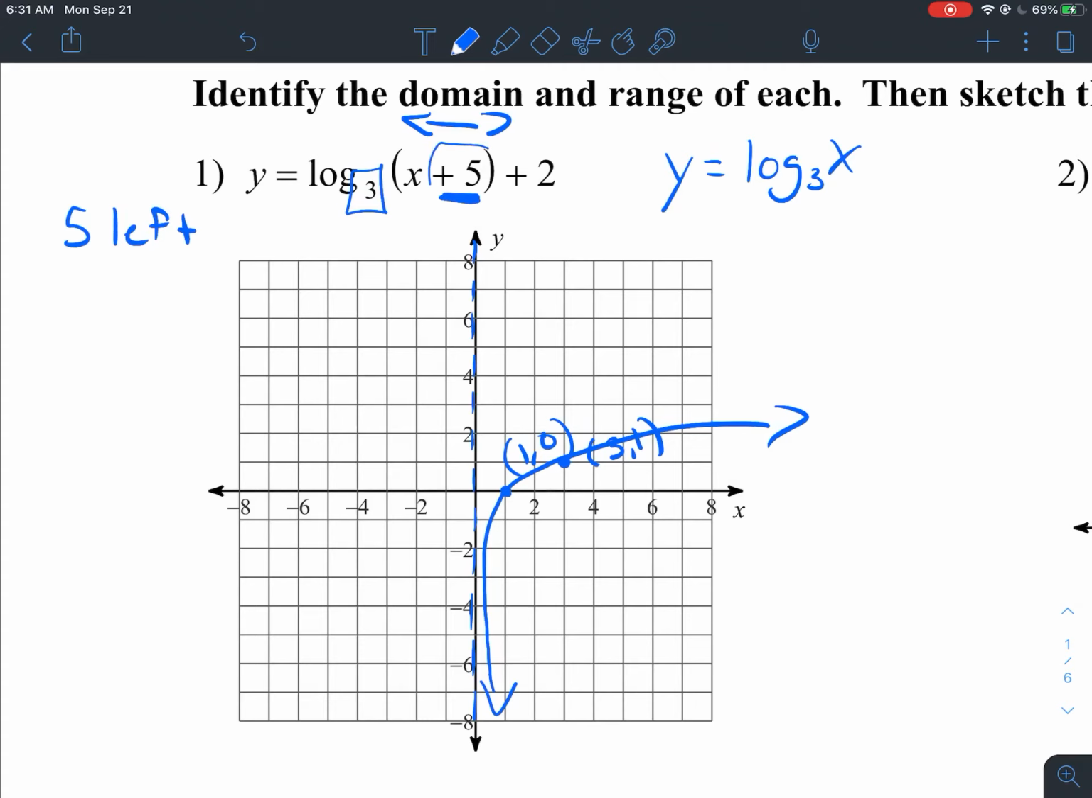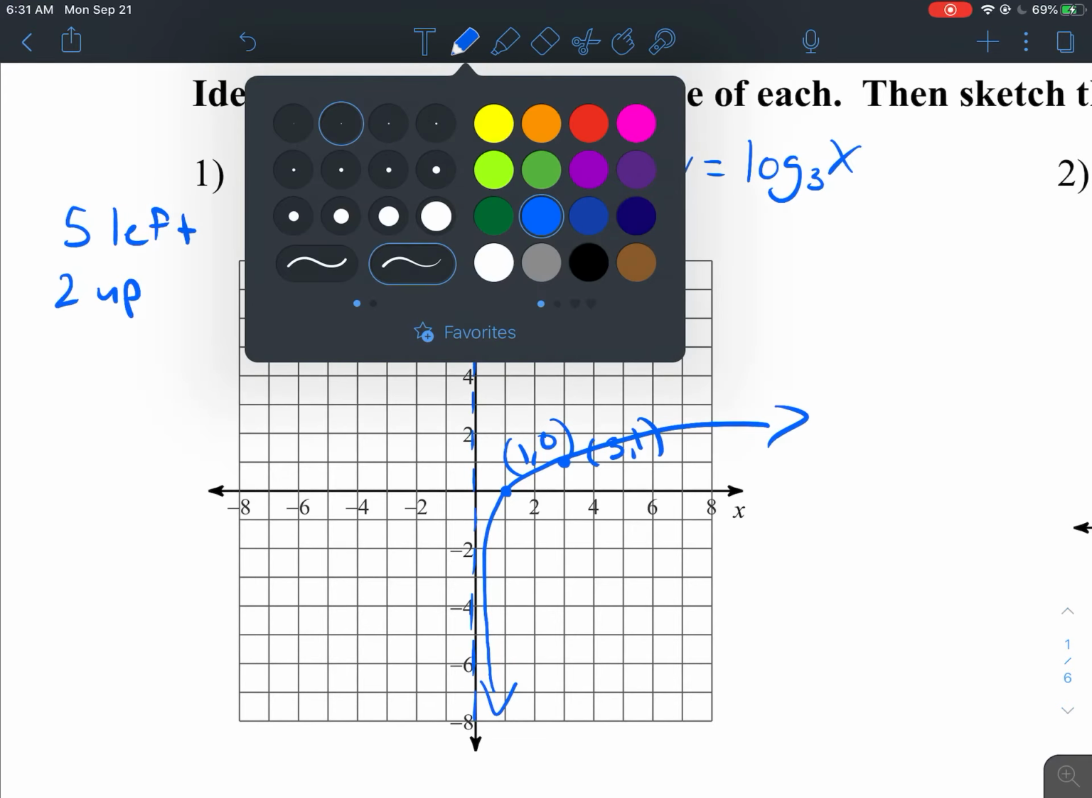And how do we know that? Well, this always goes in the opposite direction that you would think, right? So instead of going +5, we're going to go -5, so we're going to go 5 to the left, because the left is in the minus direction. Then the +2, the number on the outside tells us up and down. So that tells us we're going to go 2 up, and this actually does what you think it would. It doesn't do opposite. If it's +2, we're going to go up 2.